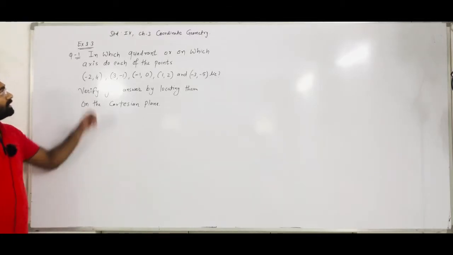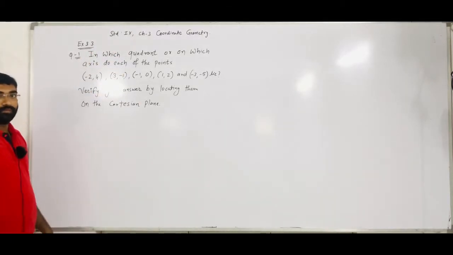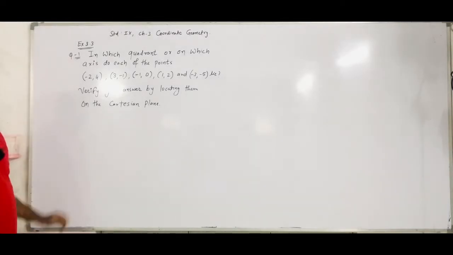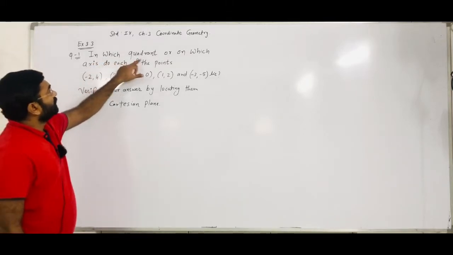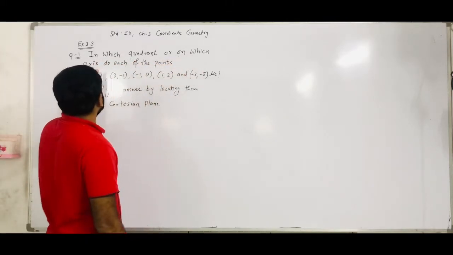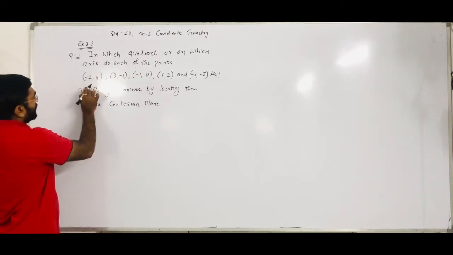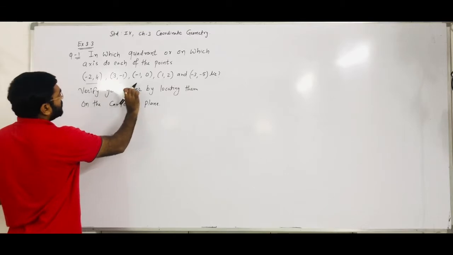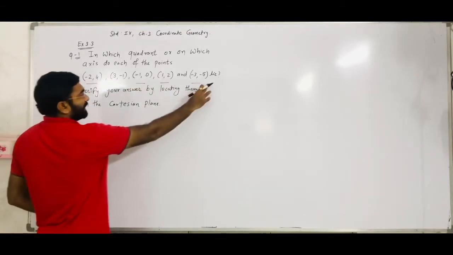Hello students, standard 9 chapter number 3 coordinate geometry, in which today we have to learn exercise 3.3, and in which question number 1 is given. In which quadrant or on which axis do each of the points -2, 4; 3, -1; -1, 0; 1, 2; and -3, -5 lie?